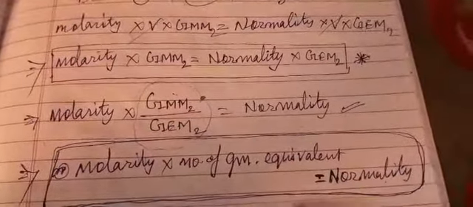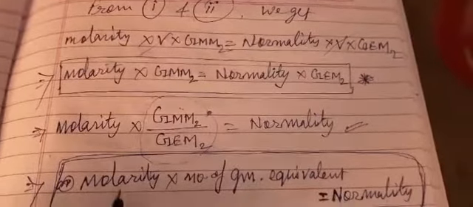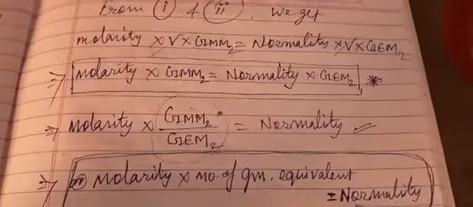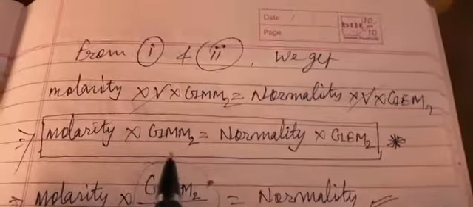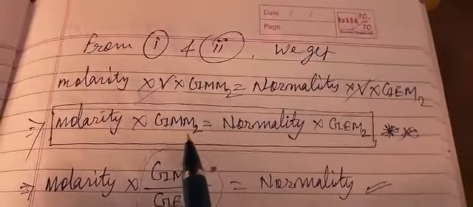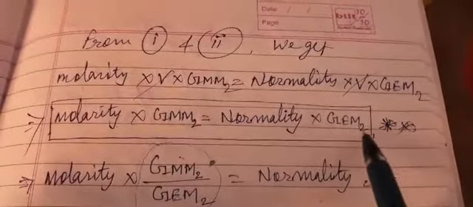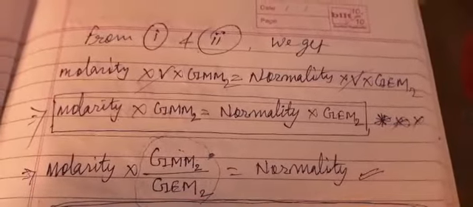So this is the relationship you can utilize. This is the relationship between molarity and normality. This relationship also you can utilize during the numericals. Molarity into GMM2 equals normality into GEM2. This relationship can also be utilized to solve the numerical.